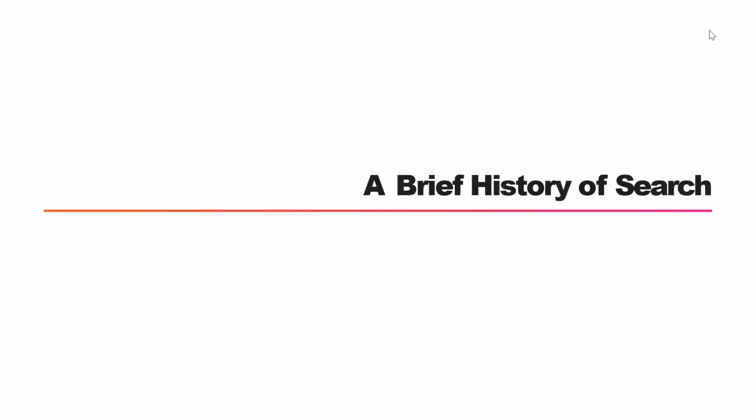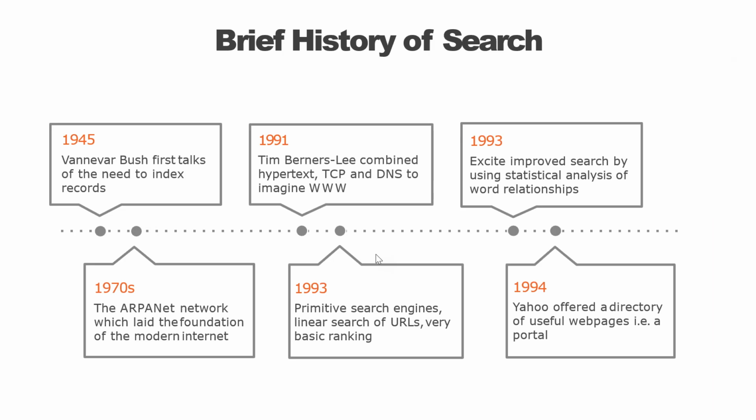Look at this here, 1945: the concept of indexing was introduced. 1970, ARPANET, the internet, came. 1991, Tim Berners-Lee combined hypertext, TCP and DNS to imagine the WWW, that means internet. 1993, primitive search engines, linear search of URLs and basic ranking, got started. 1993, Excite improved search by using statistical analysis of word relationships. 1994, Yahoo offered directory searches.